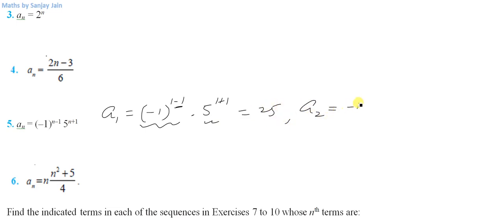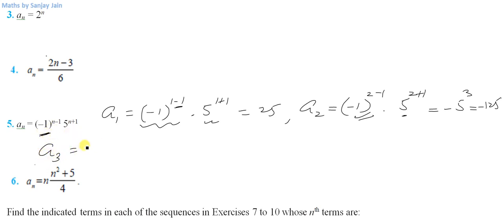A2 is minus 1 raised to power 2 minus 1 into 5 raised to power 2 plus 1. So this is minus 1 raised to 1. So minus 1. And this is 5 raised to power 3. So minus 5 cubed, which is minus 125. Okay. This was A2. A3 will be equal to minus 1 raised to 2. So it will become plus 1. And 5 raised to power 3 plus 1. That is 5 raised to power 4. I am leaving it like this for a moment.